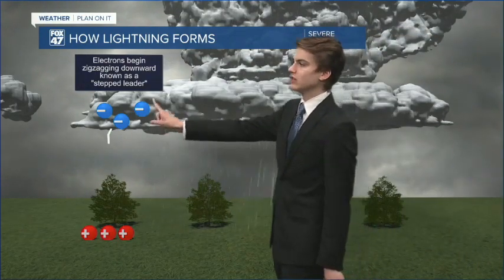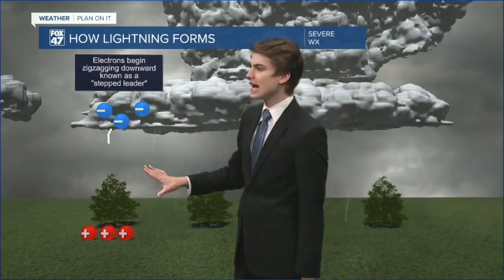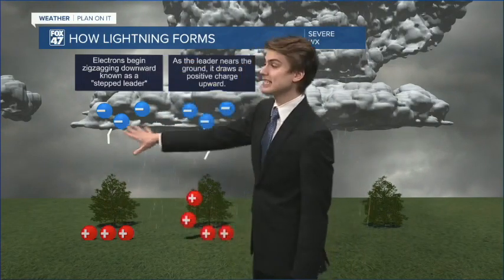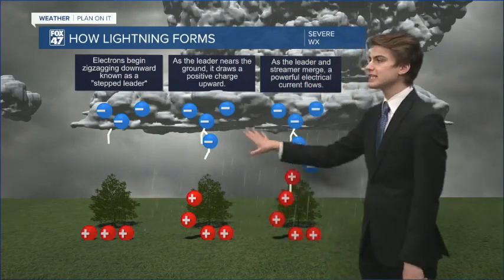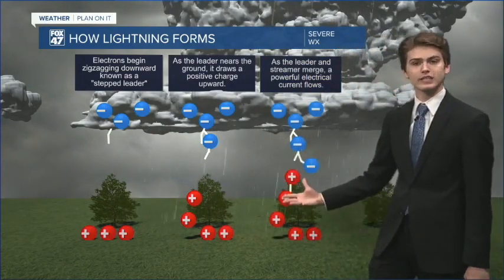Now, how does it form? We have electrons that begin zigzagging downward. These are known as stepped leaders. Now, as they move downward, they're going to attract the positive charge at the surface. Once they meet, the electrical current starts to flow.